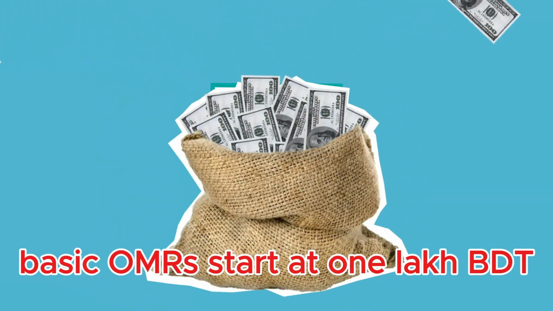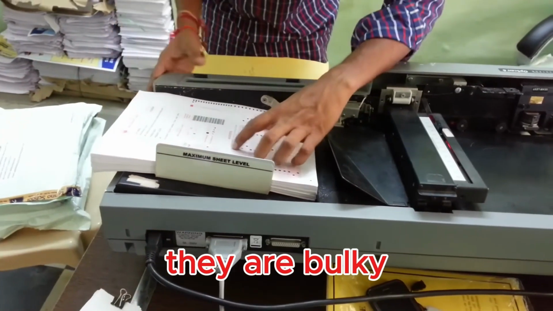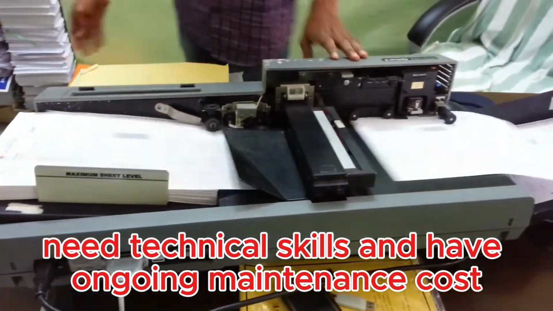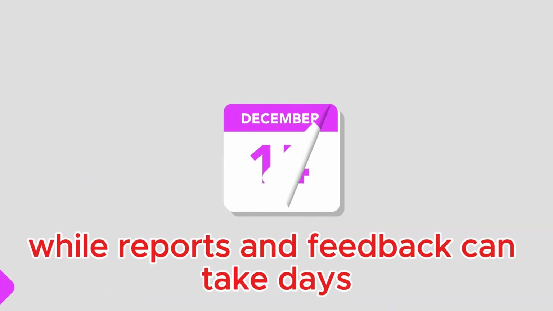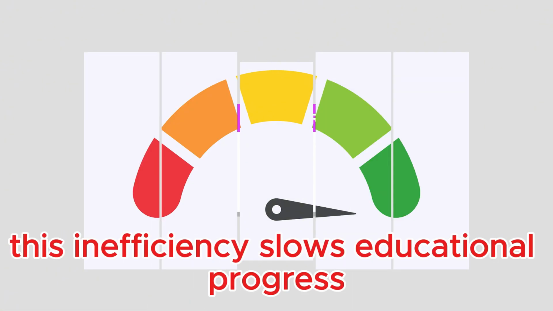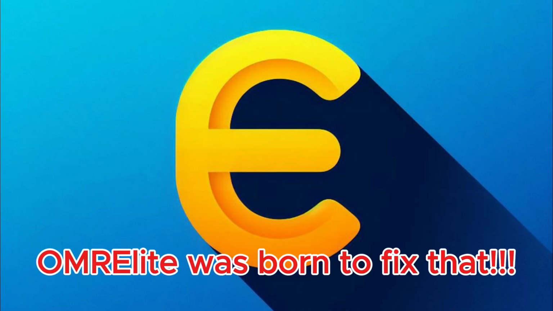Basic OMRs start at 1 lakh BDT, advanced ones exceed 10 lakhs. They are bulky, need technical skills, and have ongoing maintenance costs. Teachers waste valuable time grading, while reports and feedback can take days. This inefficiency slows educational progress. OMReLite was born to fix that.